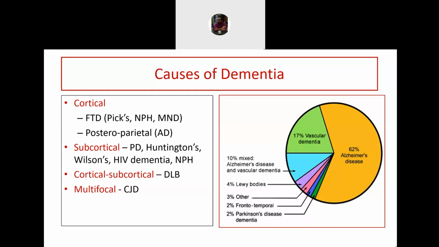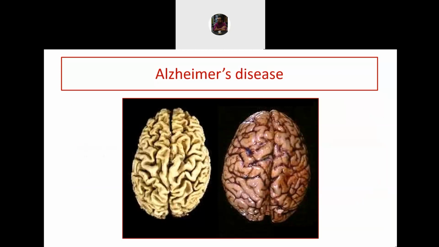Both cortex and subcortical areas are damaged in dementia with Lewy bodies, and multiple parts of the brain diffusely are damaged in Creutzfeldt-Jakob disease. So a cortical subcortical dementia is the Lewy body dementia, whereas multifocal dementia is the Creutzfeldt-Jakob disease. It is impossible to cover all the dementia in one lecture, therefore we should focus on the commonest kind of idiopathic dementia, that is Alzheimer's disease.